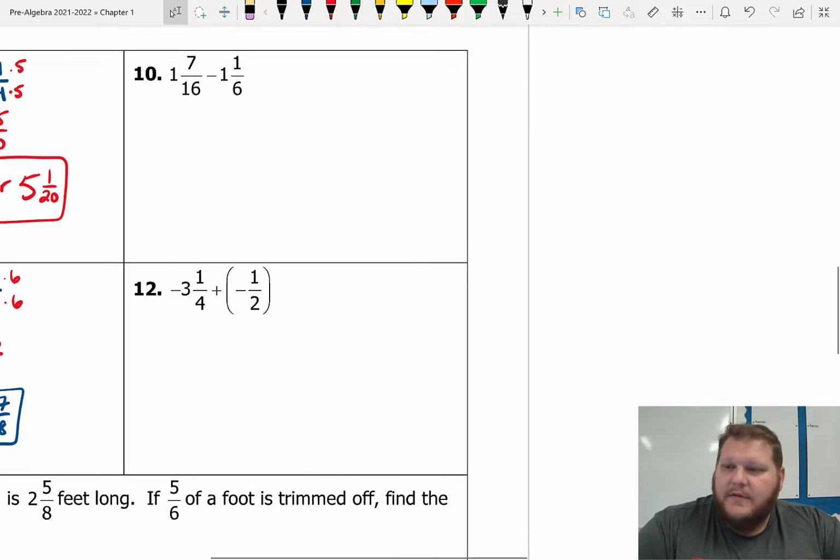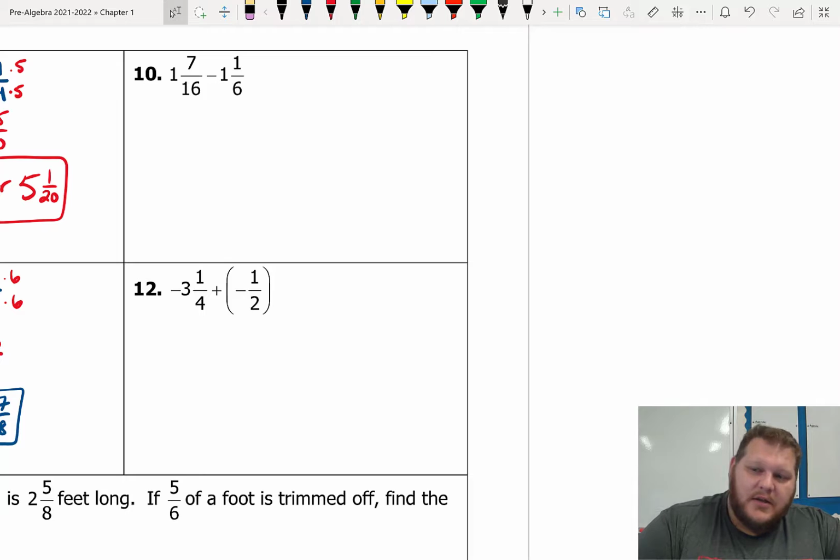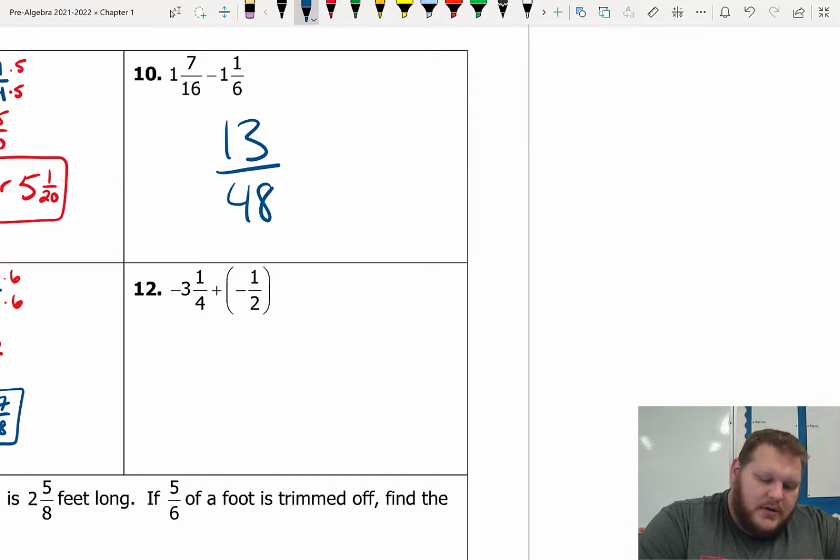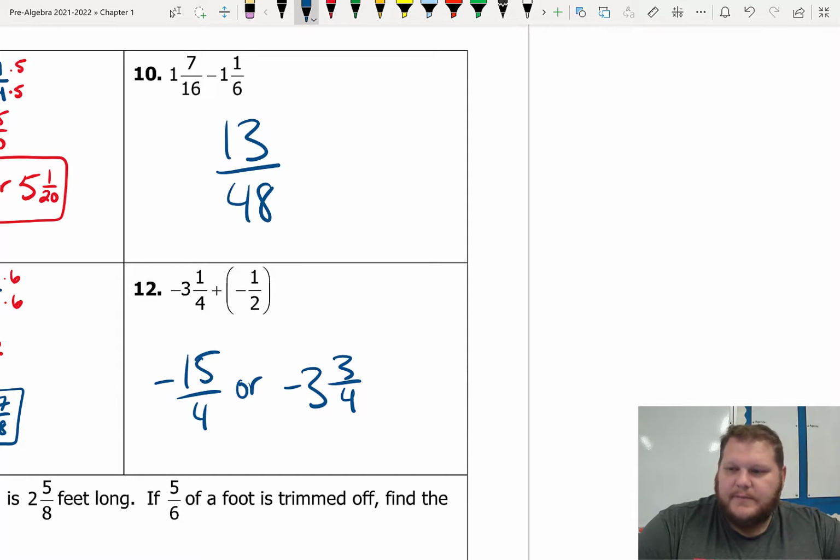All right, 10 and 12, like I said before, if you want to pause and try the problem on your own, but I'm going to go ahead and throw the answer up here so you can check it. Number 10 should have been 13 over 48, and number 12 should have been negative 15 over 4, which is negative 3 3/4.